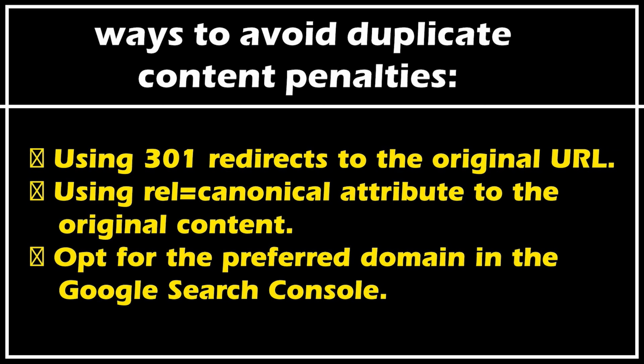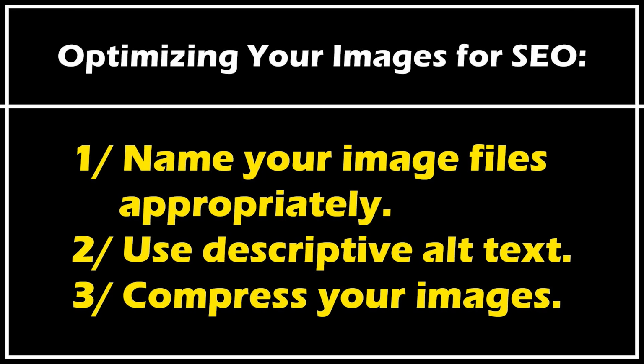Ways to avoid duplicate content penalties: using 301 redirects to the original URL. Opt for the preferred domain in the Google Search Console. Optimizing your images for SEO. Name your image files appropriately.